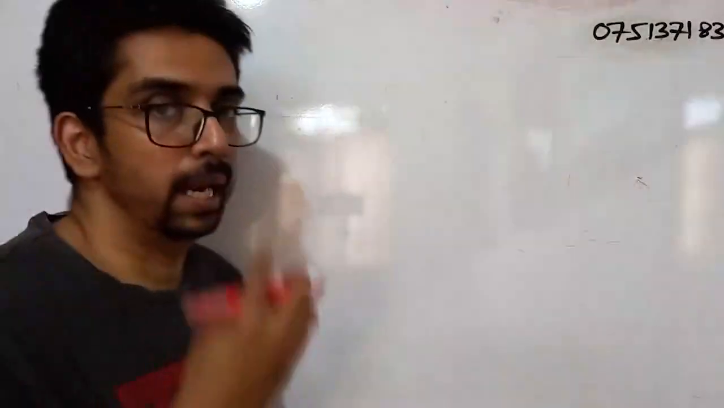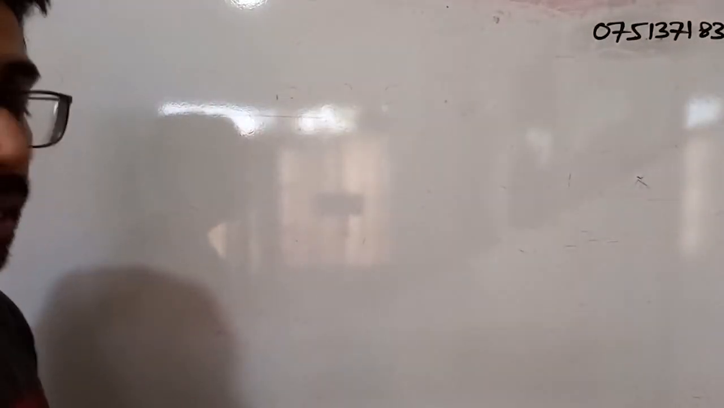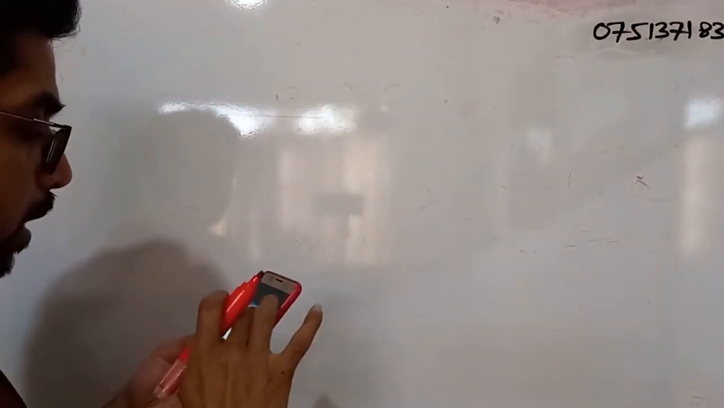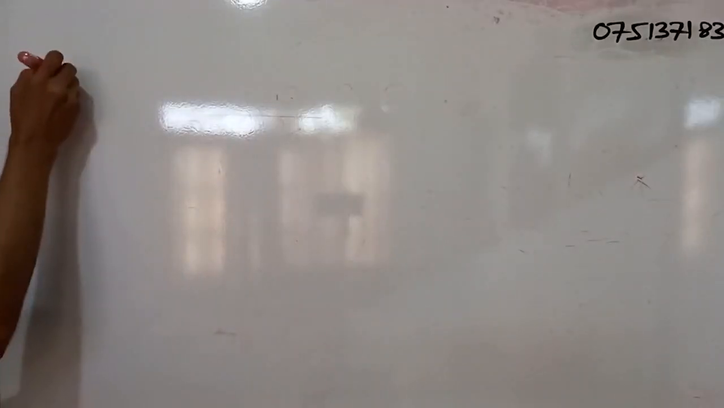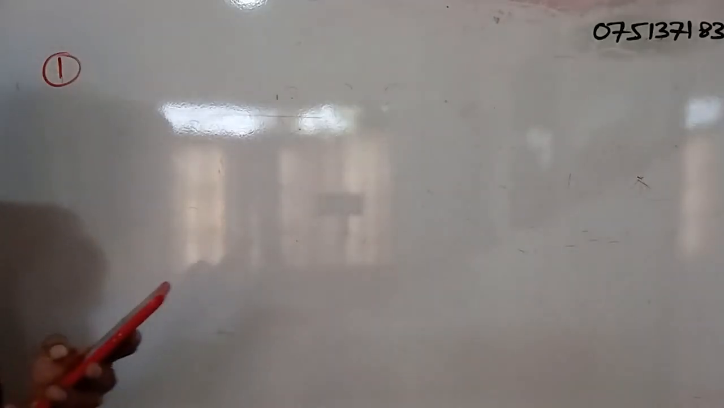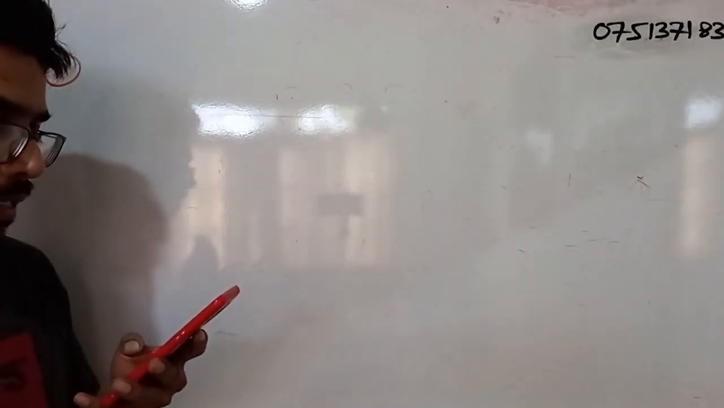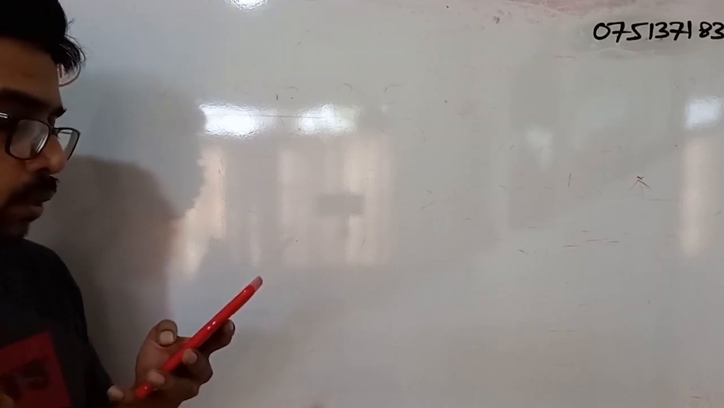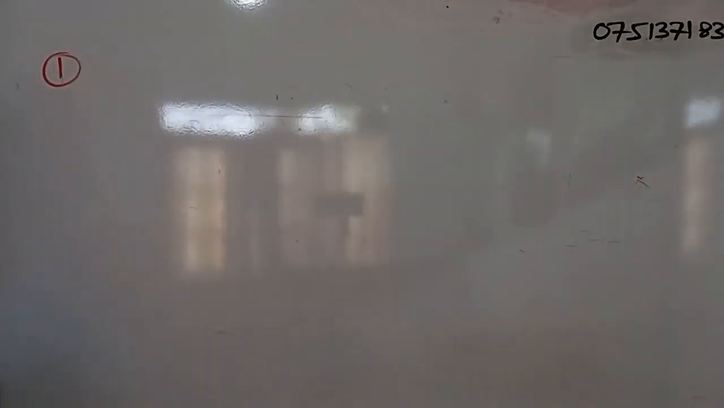Right. Grade 9, third lesson, fractions. So we will start from the review questions. First question. For each of the fractions given below, write two equivalent fractions.